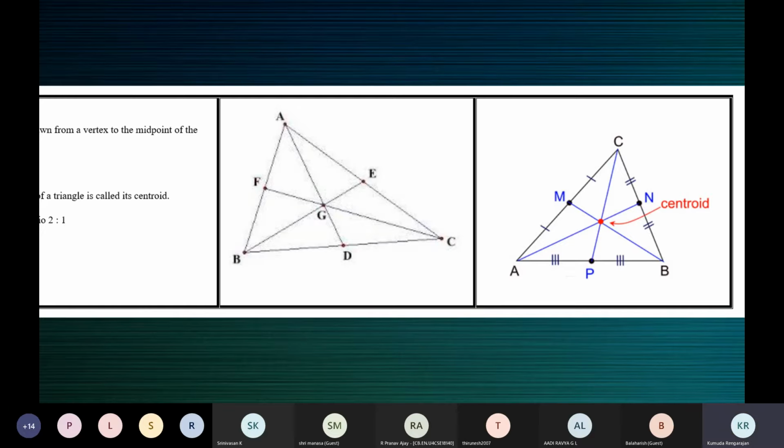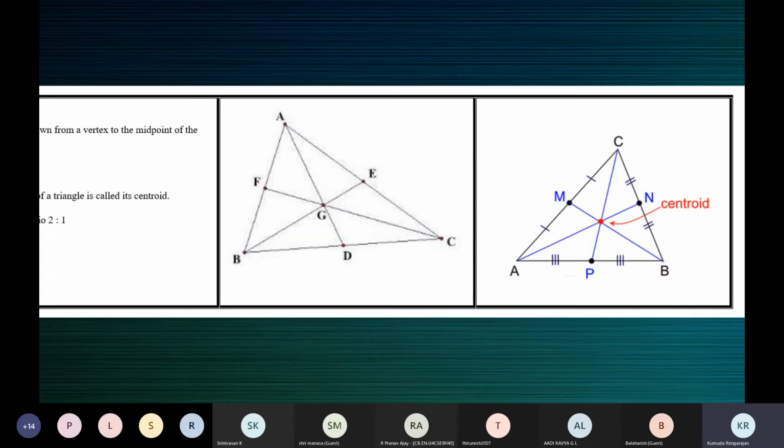So what is P? What can you say about P? In the second figure, what can you say about P? The point P. Ma'am, midpoint. Midpoint of AB, ma'am. P is the midpoint of AB. What about N? Midpoint of BC, ma'am. Midpoint of BC. And M? Midpoint of AC. It's the midpoint of AC.